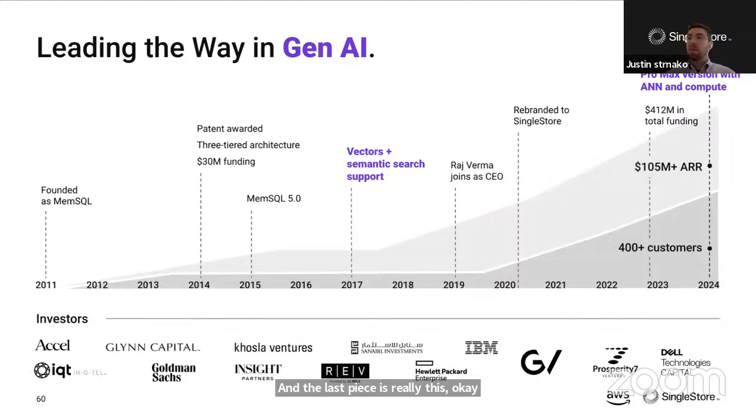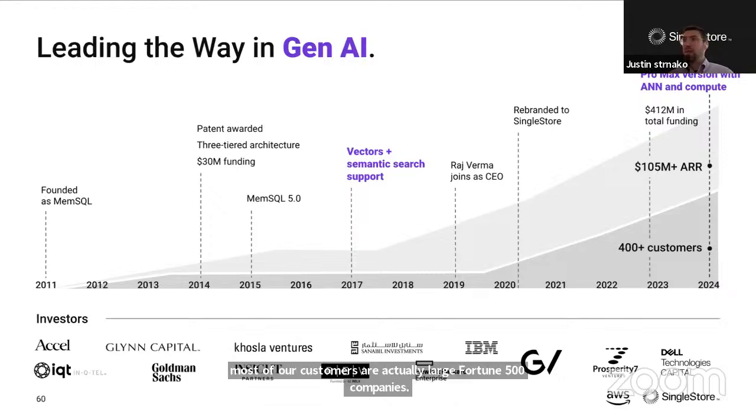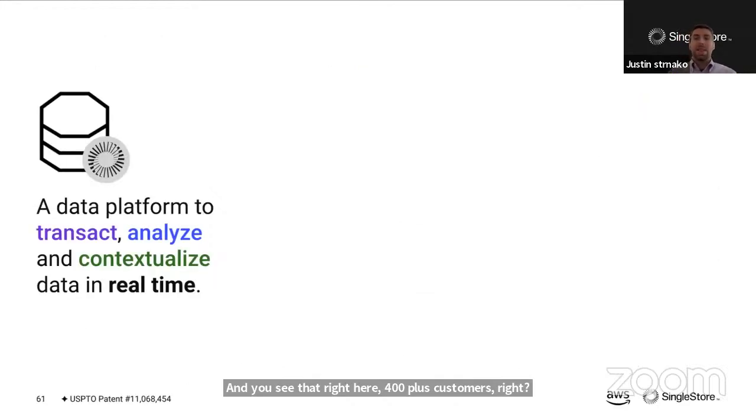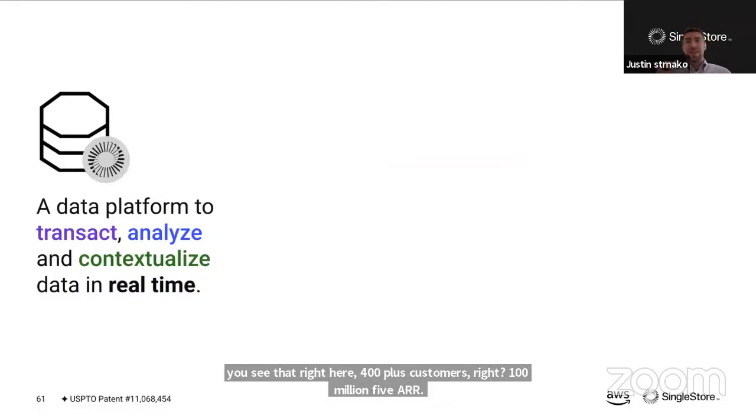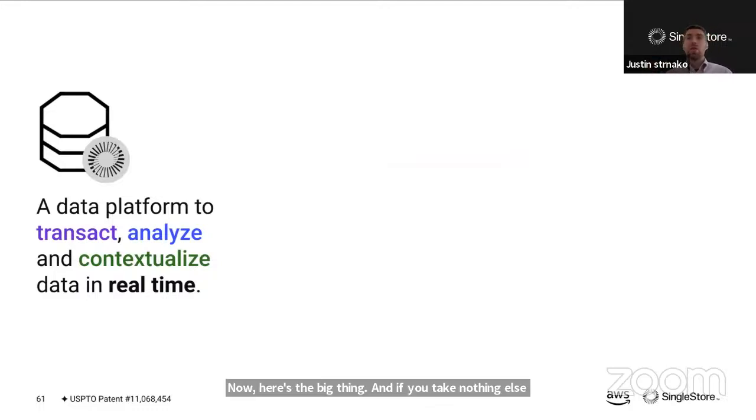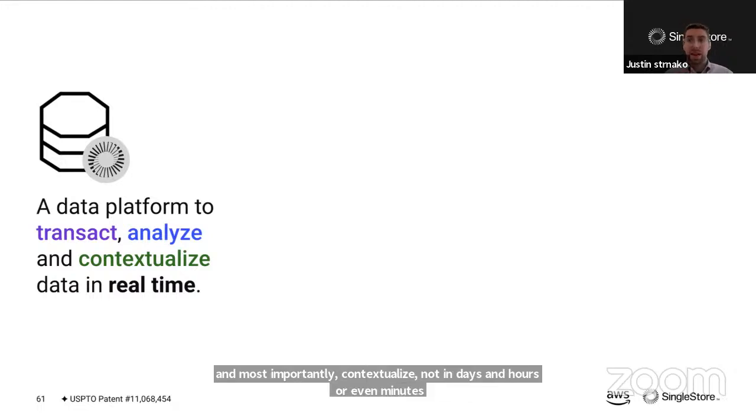Since that time, and you see this right here, SingleStore has actually grown quite a lot. Most of our customers are large Fortune 500 companies. You see that right here: 400 plus customers, $100 million in ARR. Now, here's the big thing, and if you take nothing else from my presentation, this is it. SingleStore is a platform to transact, analyze, and most importantly, contextualize, not in days, hours, or even minutes, but in seconds and milliseconds.